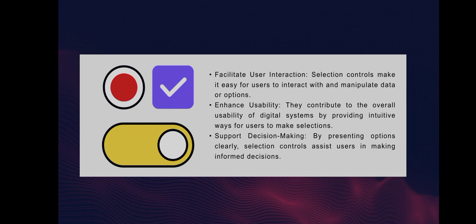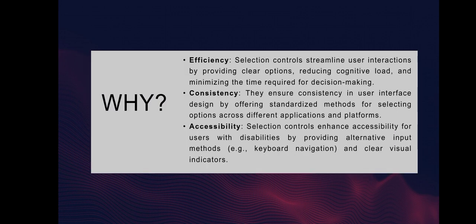So, facilitate user interactions. So, these selection controls allow the user to change the data whenever needed. Enhanced usability. Consider you are selecting the dark theme option in your mobile and every app in your phone adapts to dark theme according to your favor. Like this, it contributes to the overall usability. Support decision making. Taking the previous example, the selection control allows us to decide whether we need the light theme or dark theme. Next, why we need selection control.